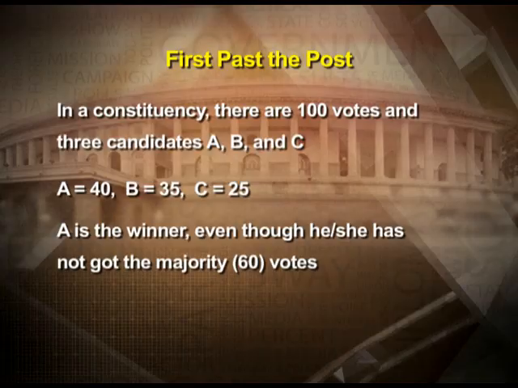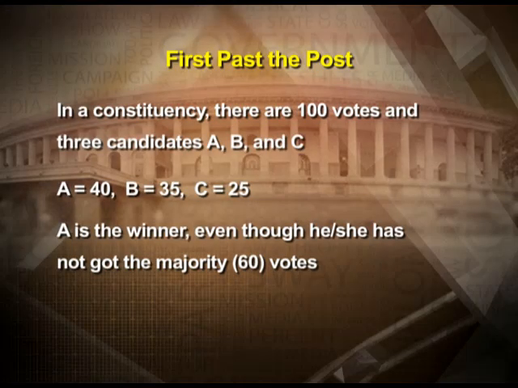So, who is the winner? A is the winner, because he has individually got more than the other 2 candidates. But then if we look deeper, we will see that he has actually won with the help of minority votes. In other words, 60 people in the constituency did not vote for him. Only 40 people had voted for him. In other words, his or her victory is based on minority votes.